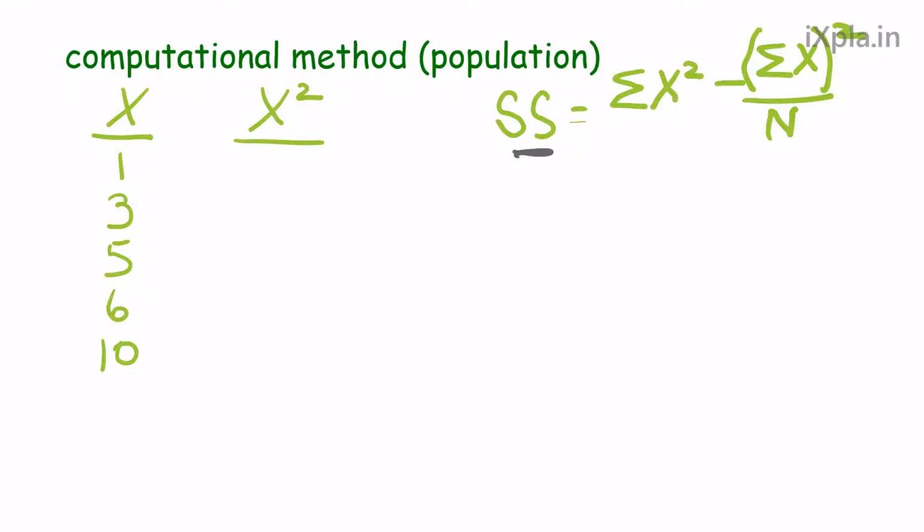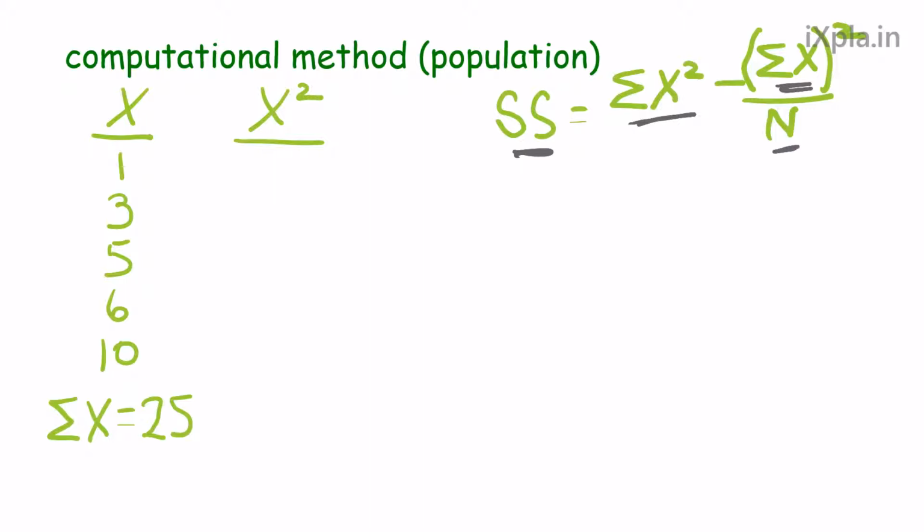So all we need in order to do this is the sum of the x's. We need n, which is the number of scores, which is going to be 5. And we need the sum of x squared. So let's get those three things. First, we have to sum up the x's, and if we do that, we get 25.